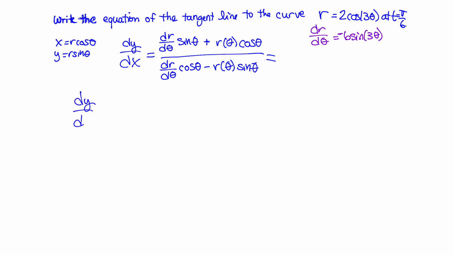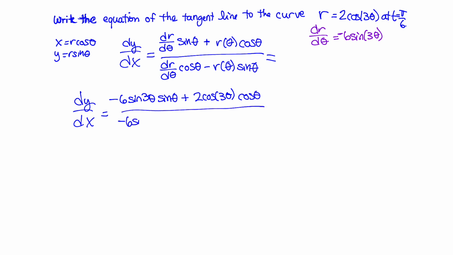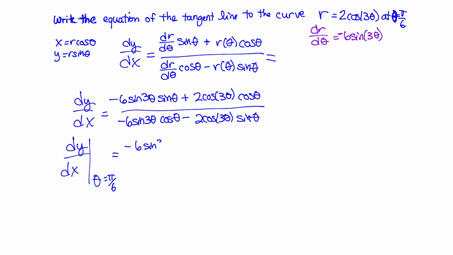So dy/dx, you guys got, is dr/dθ, which is negative 6 sine 3θ times sine of θ plus 2 cosine 3θ cosine of θ, all over negative 6 sine 3θ cosine θ minus 2 cosine 3θ sine of θ. And then you all plugged in θ equals π/6, and I did it wrong again in my notes. It should be θ, not t. So that is negative 6 sine of 3π/6 times the sine of π/6.